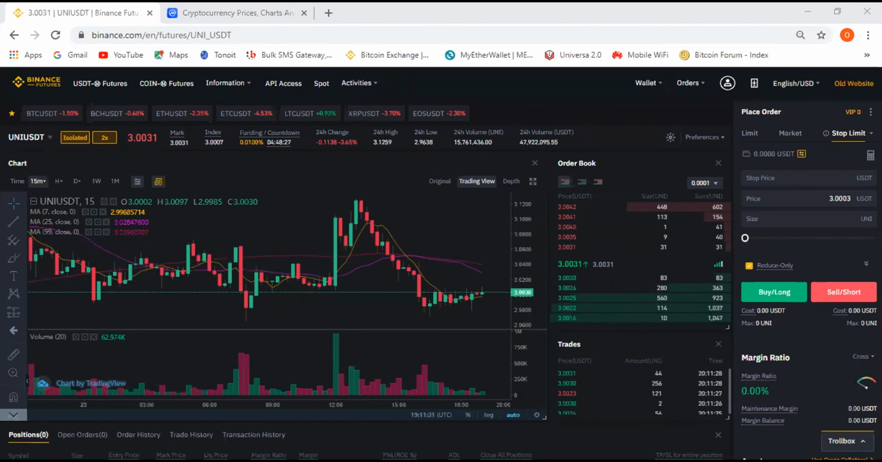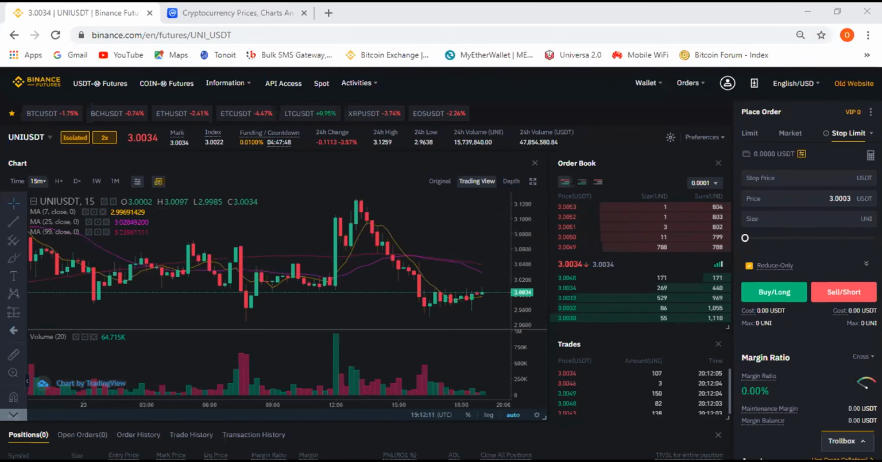Let's say, for example, your entry is 2.913. So the stop limit should be 2.912 or 2.91. That's what your stop price should be, which is going to be your stop limit on phone, while on the system it is going to be stop price, while the price you are entering is going to be your price or limit on the phone.